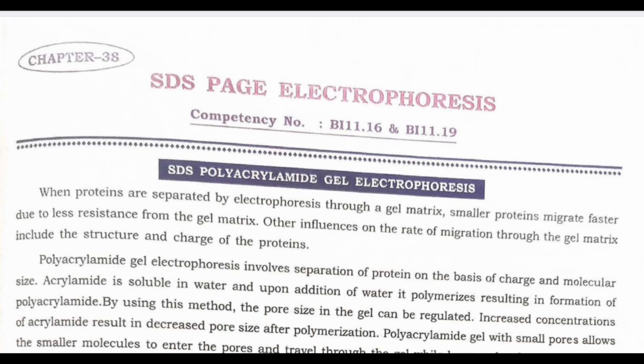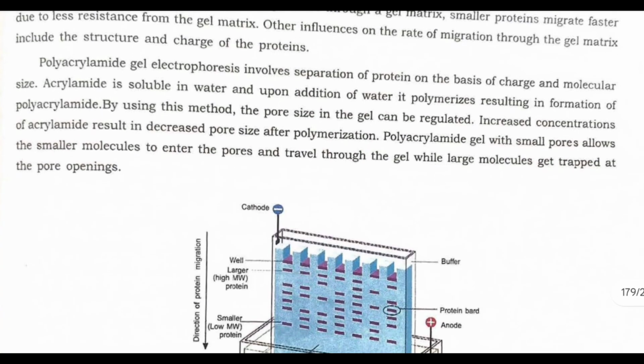When proteins are separated by electrophoresis through a gel matrix, smaller proteins migrate faster due to less resistance from the gel matrix. Other influences on the rate of migration through the gel matrix include the structure and charge of the proteins. Polyacrylamide gel electrophoresis involves separation of protein on the basis of charge and molecular size.